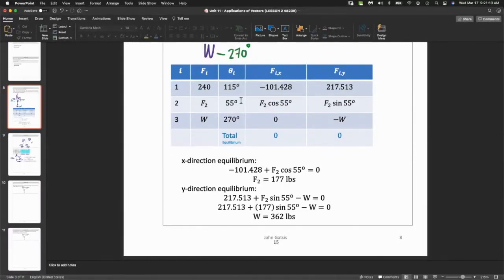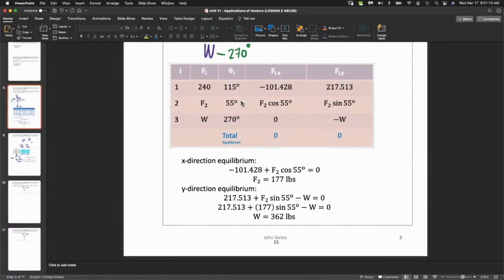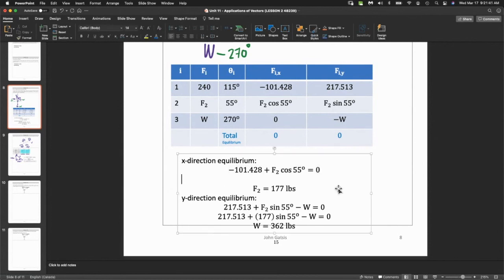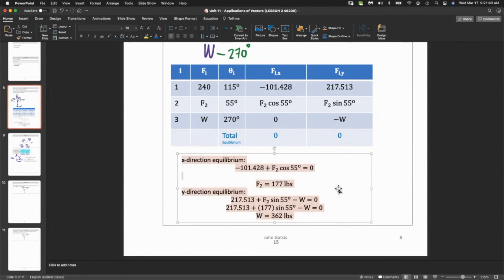Does anybody need more time with this question before we move on? Yeah, Dr. J, sorry, I'm still trying to figure out for the x direction equilibrium how to go from F2 cos 55 equals 101 to actually figure out that it's 177. I'm just missing that part of it. So turn cos 55 into a decimal, if you don't mind. I don't have that decimal in front of me.